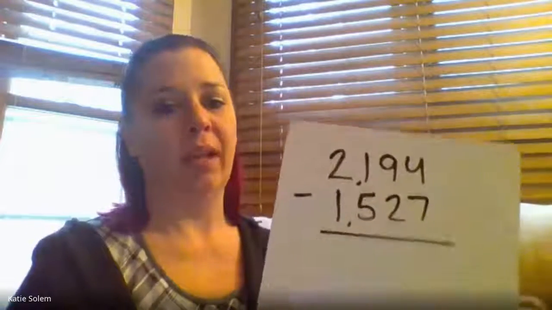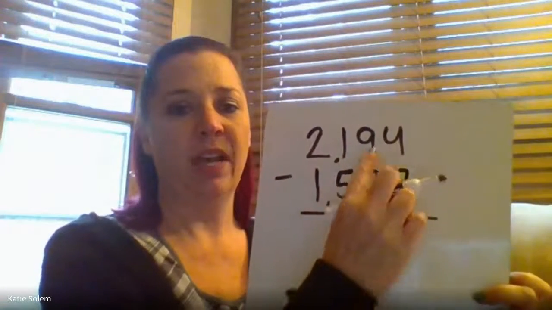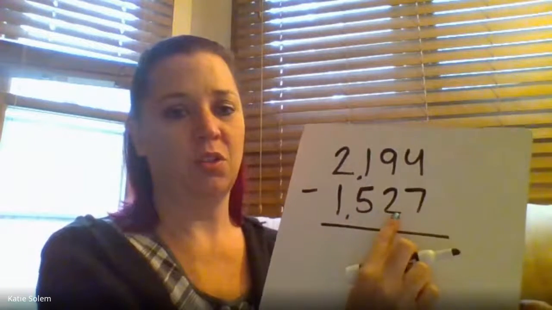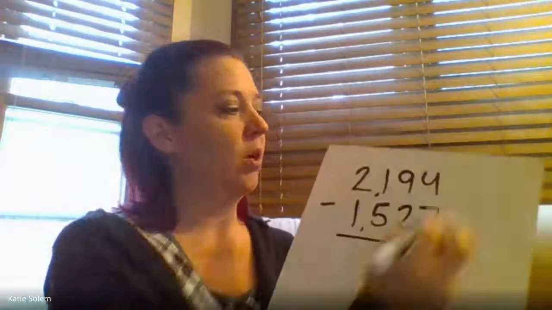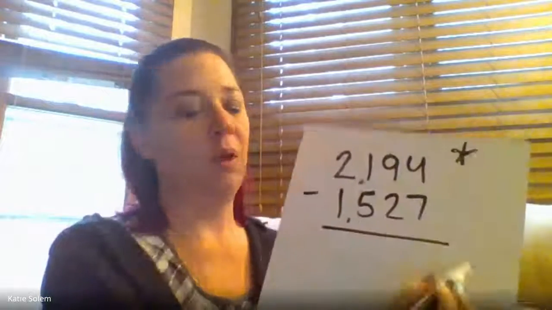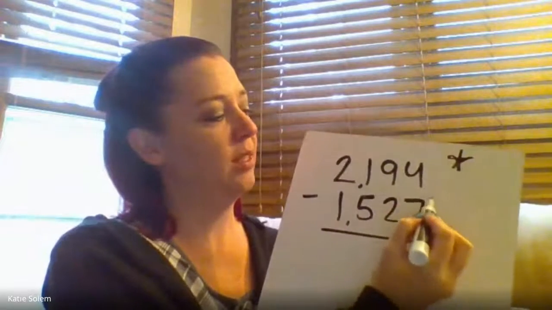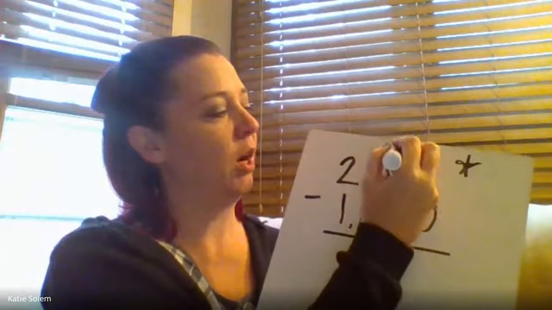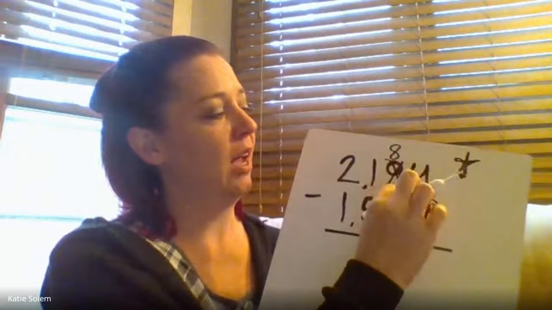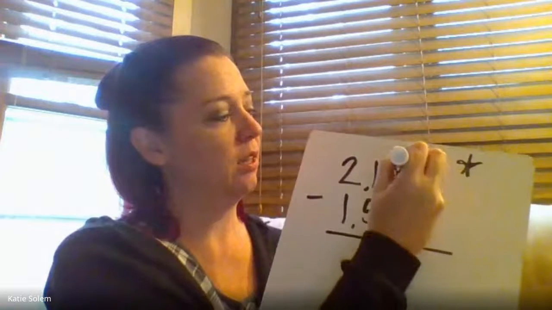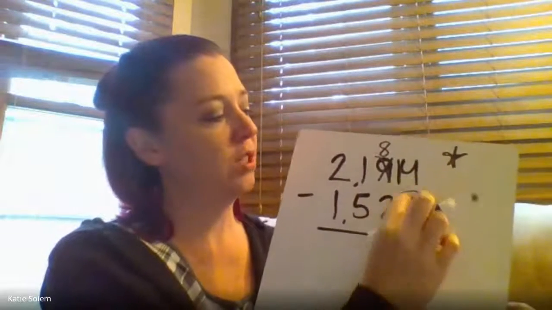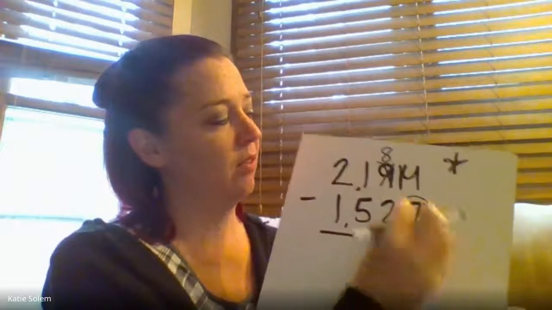So in my example, I have 2,194 minus 1,527. So again, I'm always going to start over here, my ones, and I have 4 take away 7. Well, I can't do that, so I will go next door and borrow a 10. That 9 will turn into an 8, and the 4 will turn into 14. So 14 take away 7 is 7.